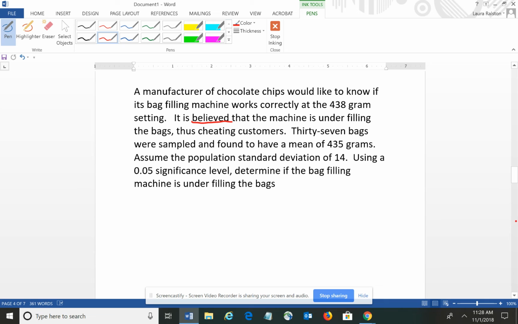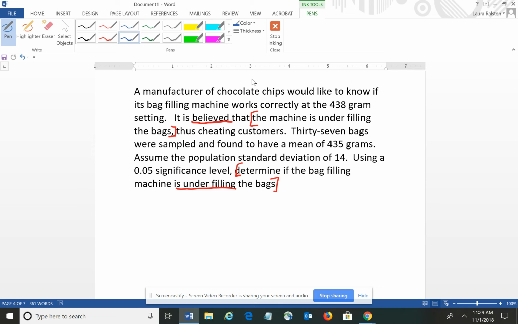So it is believed that the machine is underfilling the bags and thus cheating customers. 37 bags were sampled and found to have a mean of 435 grams. Assume the population standard deviation of 14 using a 0.05 significance level. Determine if the bag filling machine is underfilling the bags. Okay, so here again, kind of at the end, it gives you the statement to determine if. So again, you kind of have that hypothesis restated.